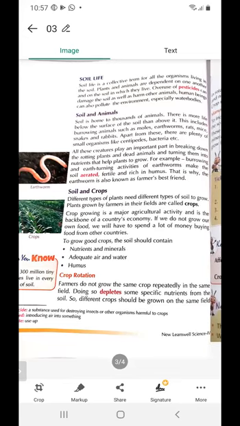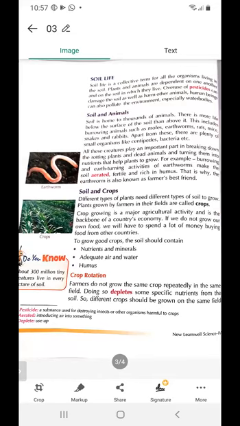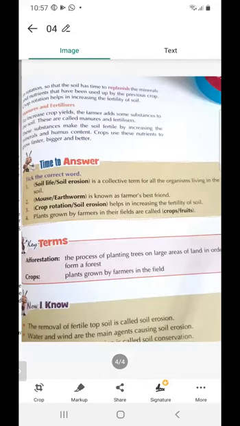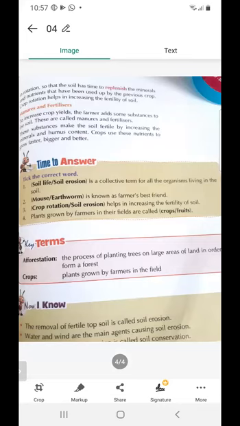So different crops should be grown on the same field in a rotation so that the soil has time to replenish the minerals and nutrients that have been used by the previous crop. So what is the purpose of crop rotation? It helps in increasing the fertility of soil. So what do you mean by crop rotation? If we grow different crops one after another, then this is a part of crop rotation.